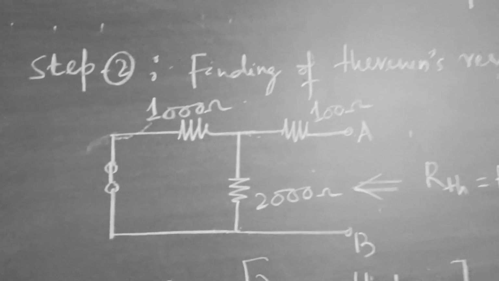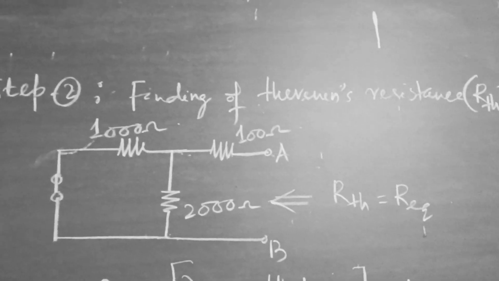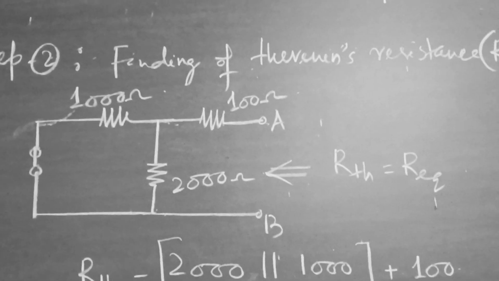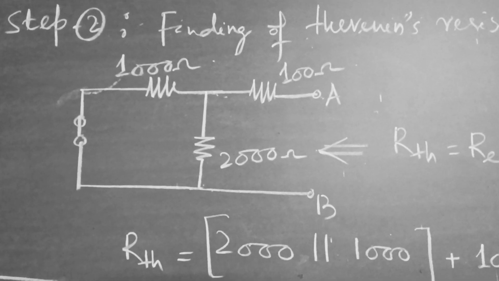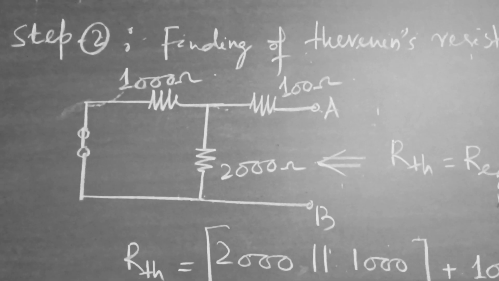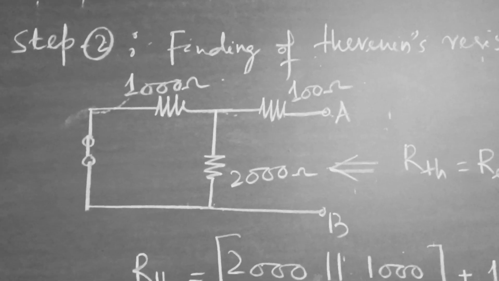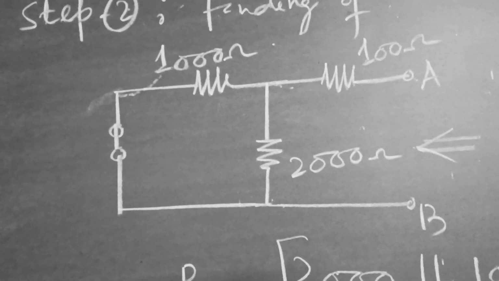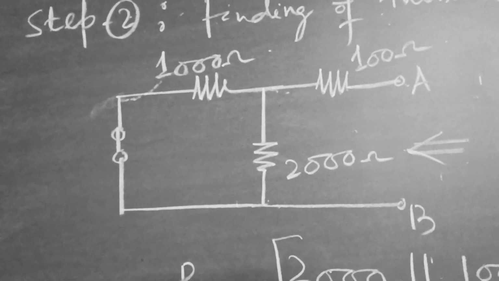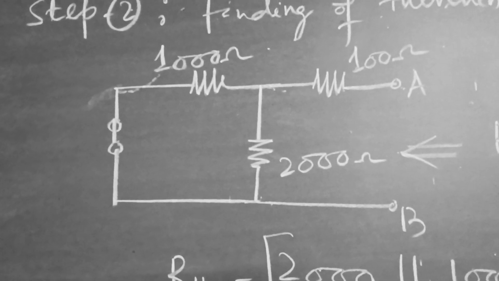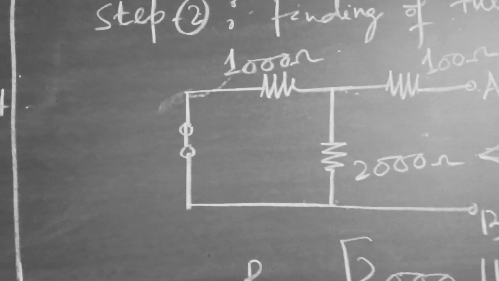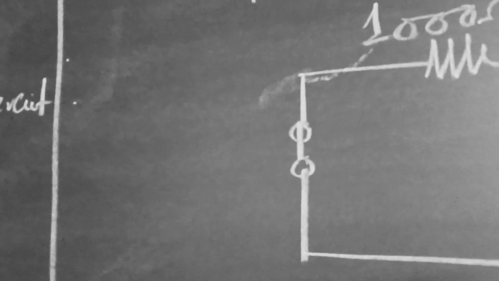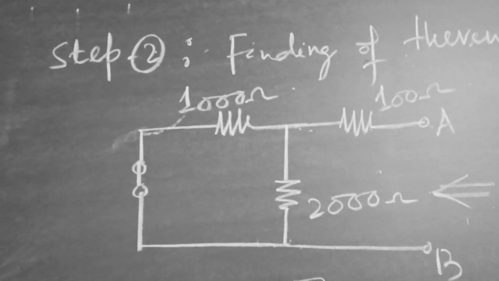Step 2 is finding the Thevenin resistance. What is Thevenin resistance? It is the equivalent resistance which can be obtained by looking from the open circuit terminal. Once you find the Thevenin equivalent resistance, whatever sources are in the network, the voltage source must be removed and replaced by its internal resistance. Here the voltage source is short circuited, the 12 volt is short circuited. If there is a current source in the circuit, it is open circuited.